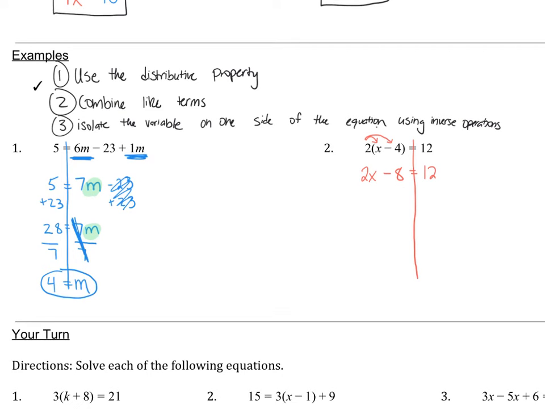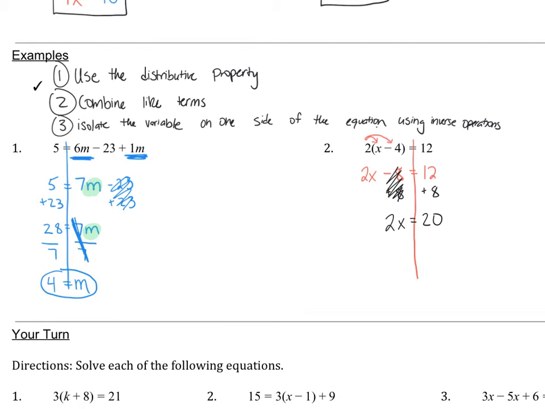And I'm going to move things over so that I can get that x by itself. So the first step I'm going to do with that minus 8, I'm going to add 8 to both sides. Got to use inverse operations. So when I do that, that's going to cancel out. I'm left with 2x equals 12 plus 8 is 20.